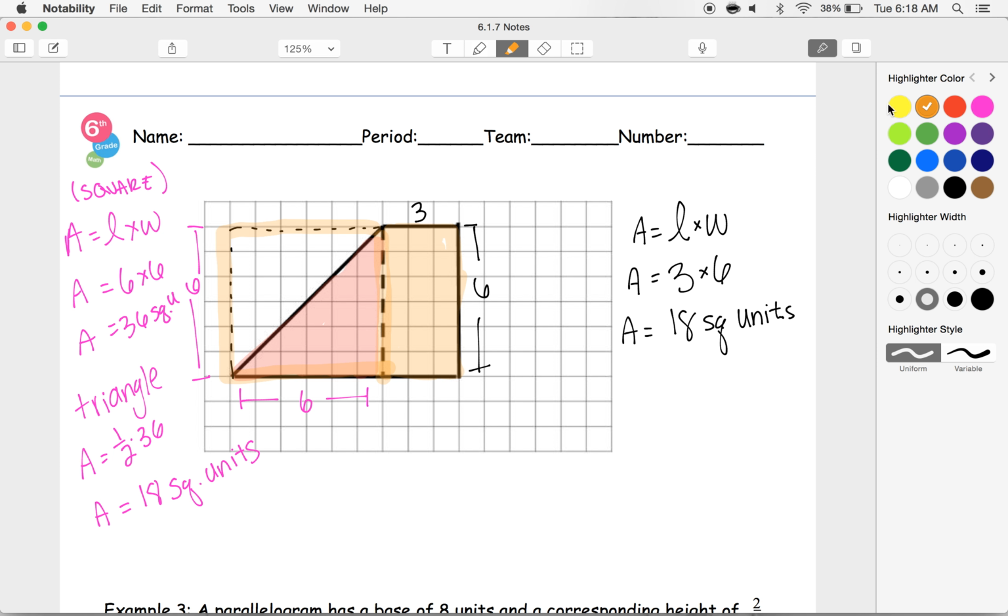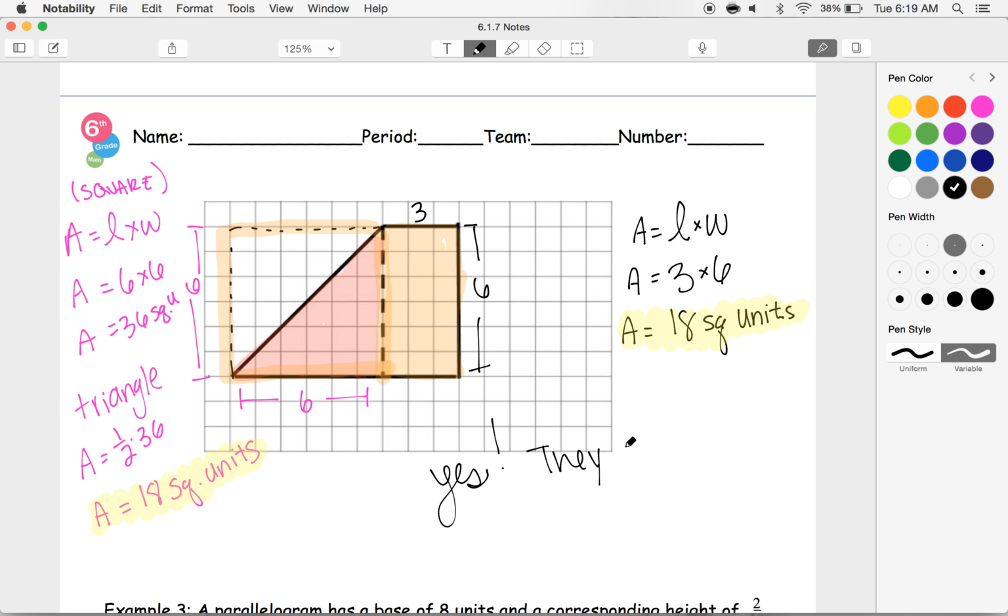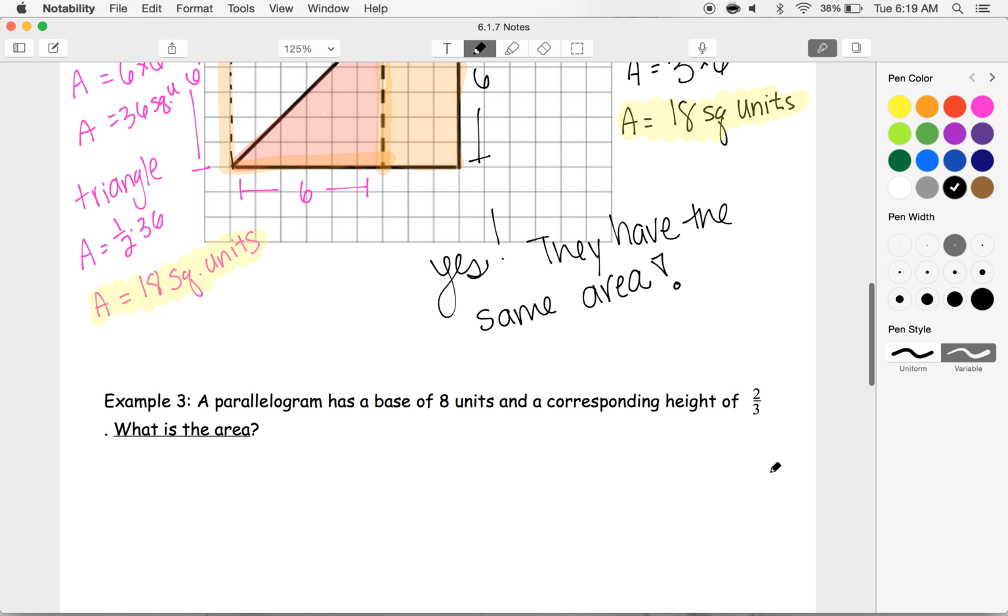Oh, this part's cool. Look at this, guys. For my triangle, it was 18 square units. For my rectangle, it was 18 square units. So yes, they have the same area. Very cool. Okay, next one.